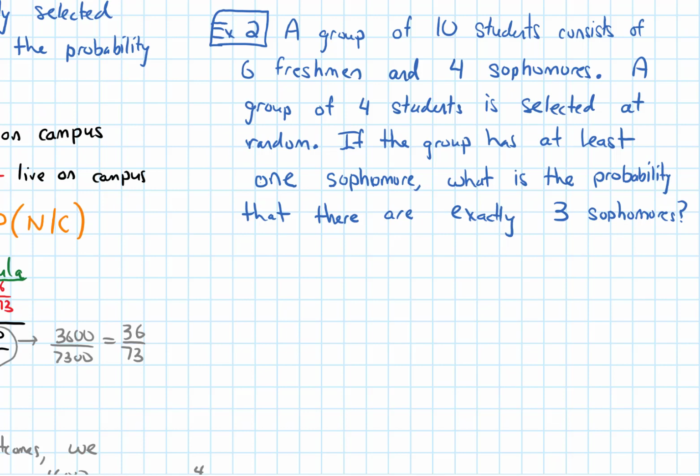So let's start off by writing what it is that we want to find. And we want to find a probability. The probability that there are exactly 3 sophomores, but we're given that the group has at least 1 sophomore. So we want the probability of getting 3 sophomores, given that there's at least 1 sophomore. So I'll write that with a greater than or equal to sign, greater than or equal to 1 sophomore. So let's think about this with a tree diagram first.